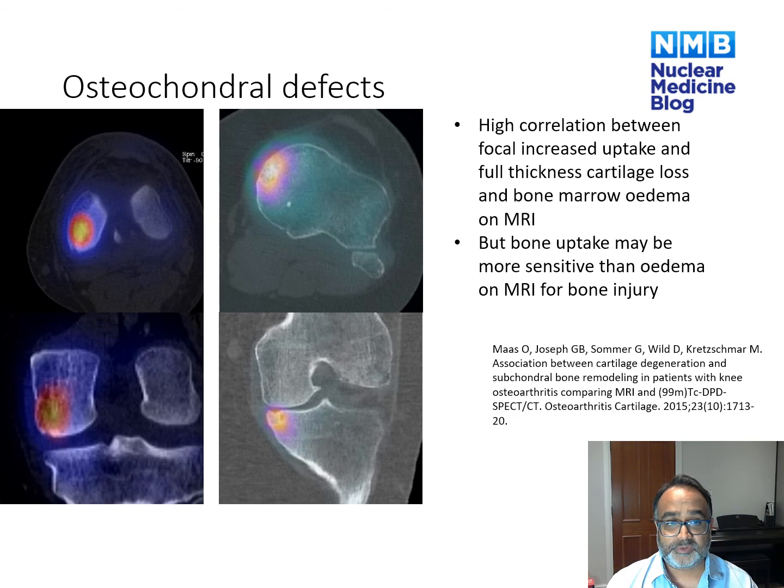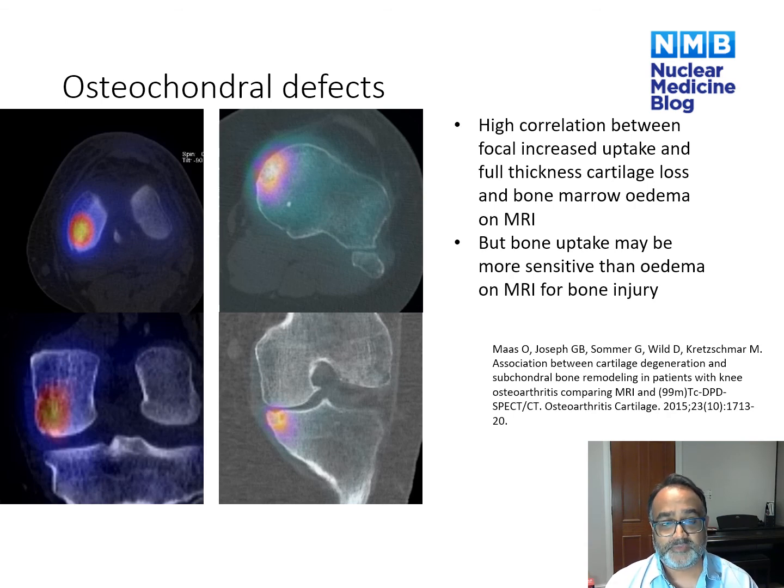SPECT-CT can be useful in assessing for osteochondral defects in patients who haven't had knee replacements. Studies have shown that there's a high correlation between focal uptake and full thickness cartilage loss and bone marrow edema on MRI. But bone uptake may actually be more sensitive than the edema on MRI for bone injury.